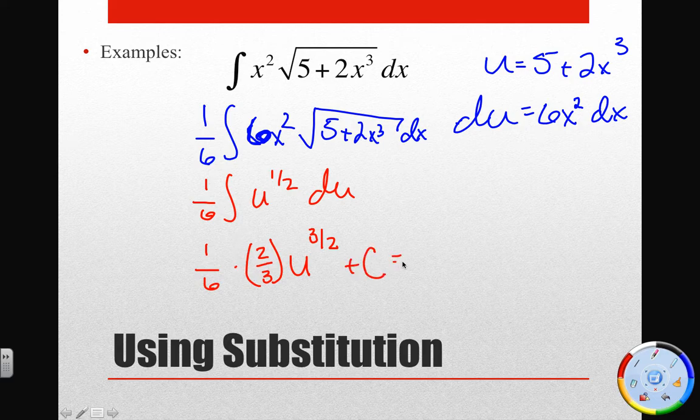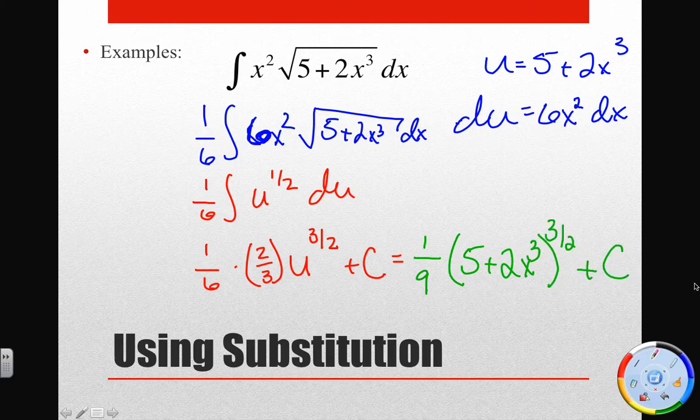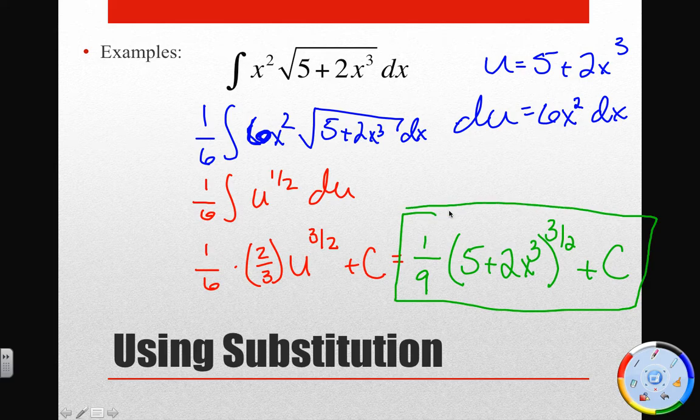And then I get plus c, and I have to go straight to my answer now, where u was actually 5 plus 2x cubed. So 1/6 times 2/3 is actually 1/9 times 5 plus 2x cubed to the 3/2 plus c. And if you could go straight from the first question to this answer in green in one step, more power to you. I have no idea how you did it, but this is kind of how it has to go.